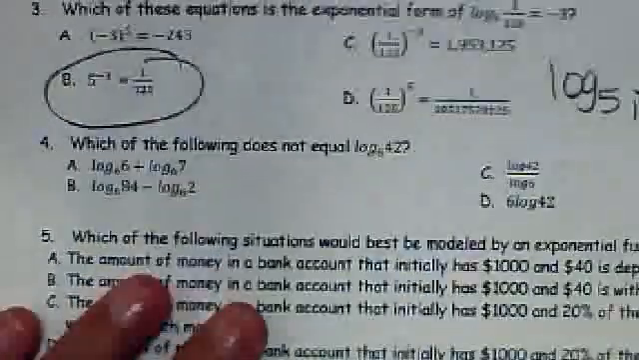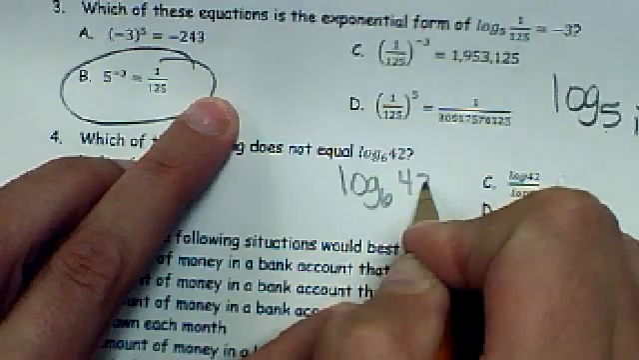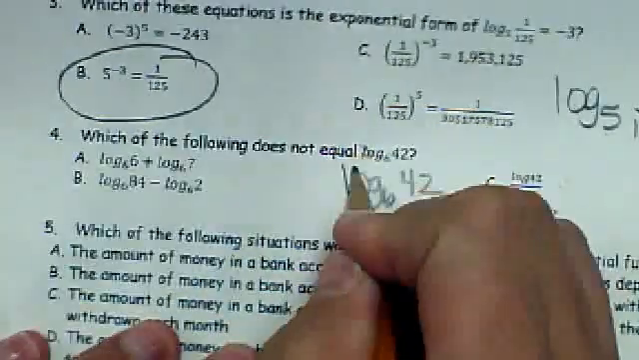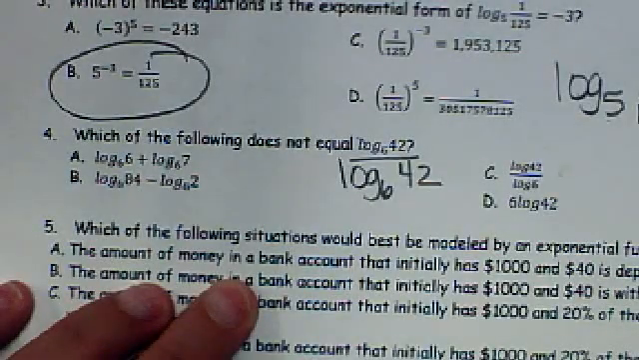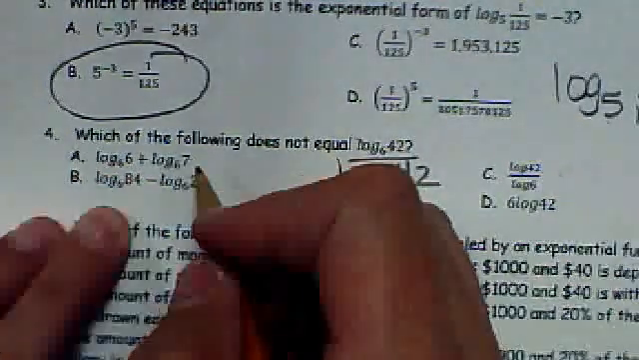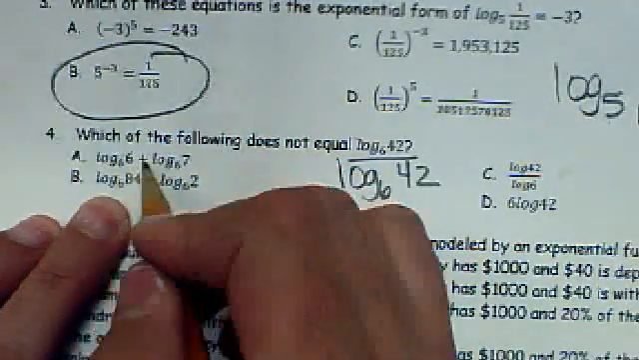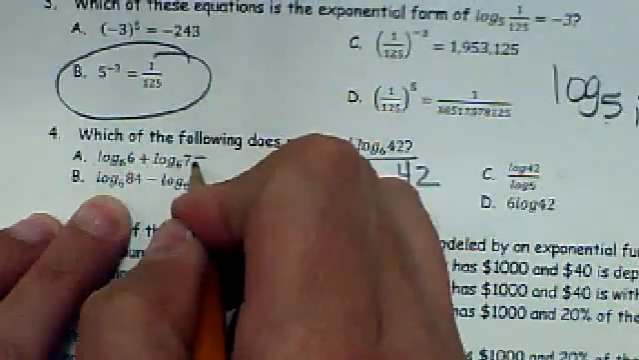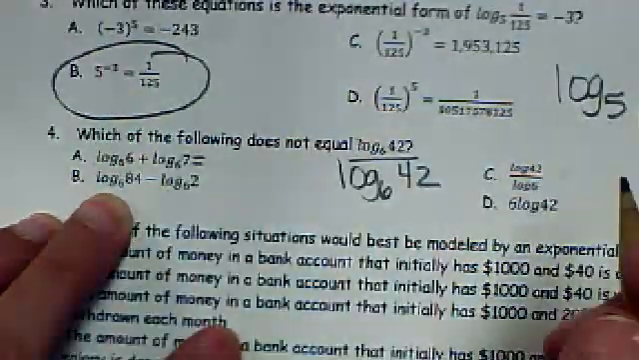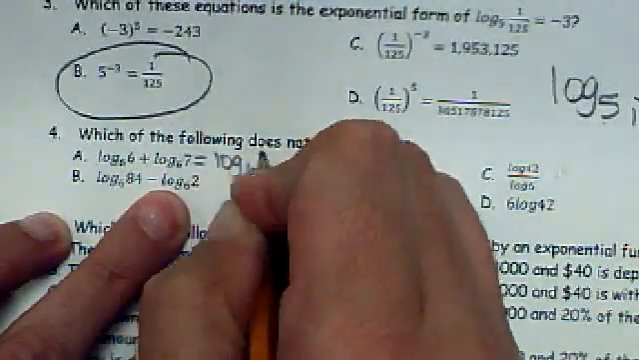Number 4, which of the following does not equal log base 6 of 42? That's what that says right there, log base 6 of 42. I know it's kind of pixelated and it's hard to see, but that's log base 6 of 42. So what I have to do is look at my answer choices. A says log base 6 of 6 plus log base 6 of 7. When we're adding with logs, what do we really do with the 6 and the 7? We multiply them so that that equals log base 6 of 42.